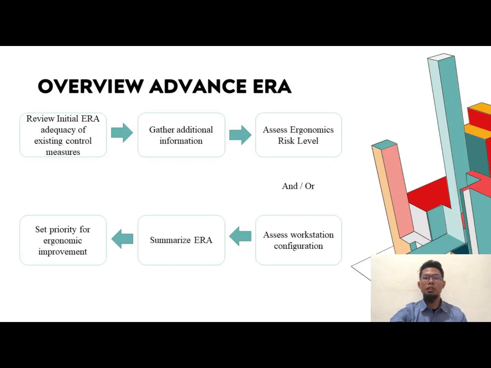Next, overview of Advanced ERA. Review the initial ERA and the adequacy of existing control measures, then gather additional information, then assess the ergonomic risk level or assess the workstation configuration, then summarize the ERA and set priorities for ergonomic improvement.